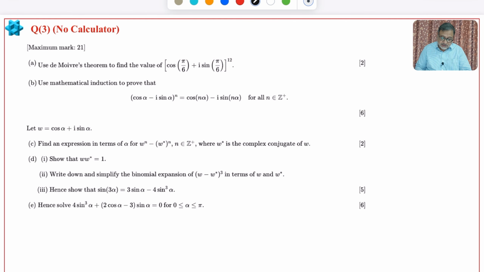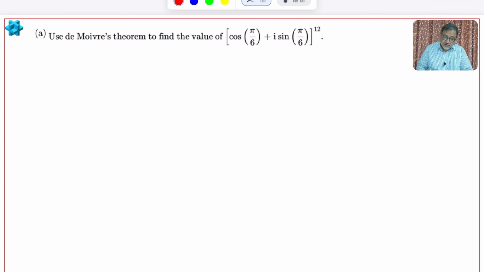Now next question, I think this will be the last question for us. Okay, this question says use De Moivre's theorem to find the value of cos of pi by 6 plus I sin of pi by 6. You know how to use De Moivre's theorem, right? So first part we will write it here. It is very simple.